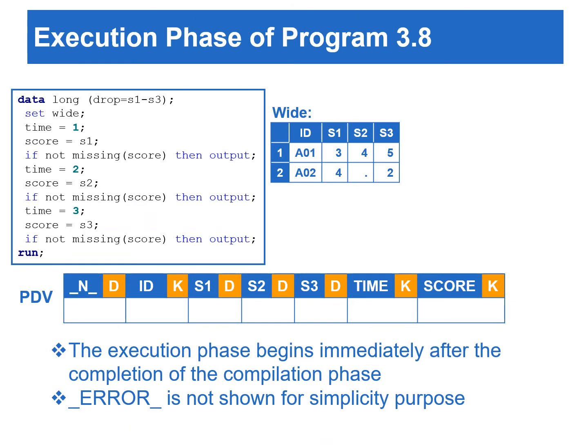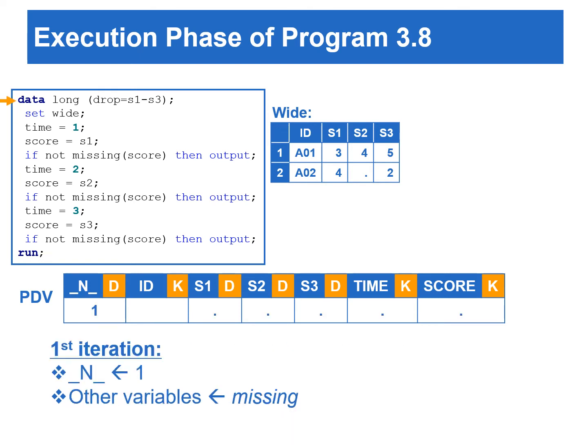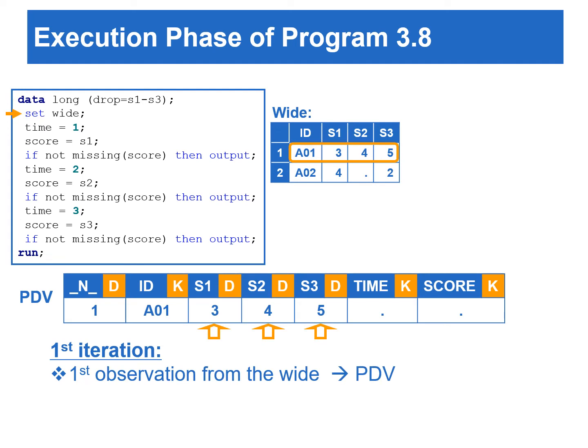This program illustrates the data transformation by multiple output statements in one data step. The output statements are embedded within the if-then statements. Again, let's go through the data step execution phase of this program. At the beginning of the first iteration, _n_ is initialized to 1, and the rest of the variables are set to missing. The set statement copies the first observation from the input data to the PDV.